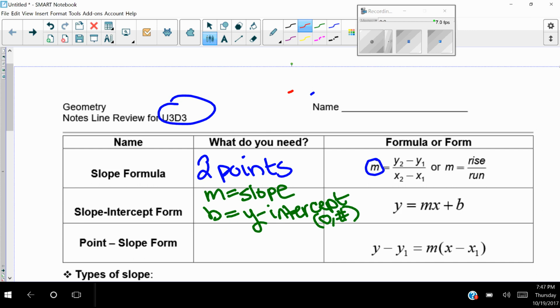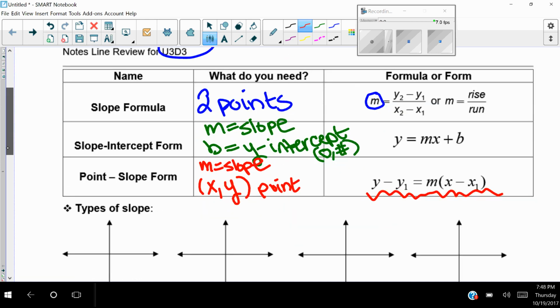If we are not given our y-intercept, if we're given our slope and a point on my line, they'll give you, oh, this point right here, x y, is on your line. This is the point, or ordered pair. Then we're going to have to use the point slope form, this equation of a line. Y minus y is equal to the slope times x minus x. And I'm going to show you guys how to do that.